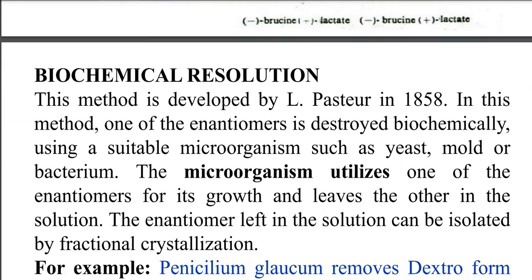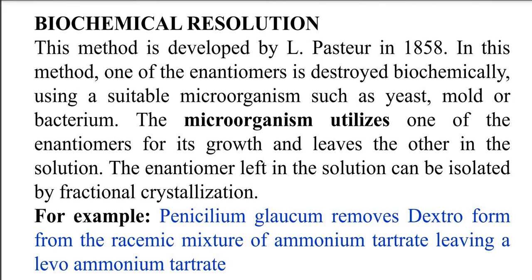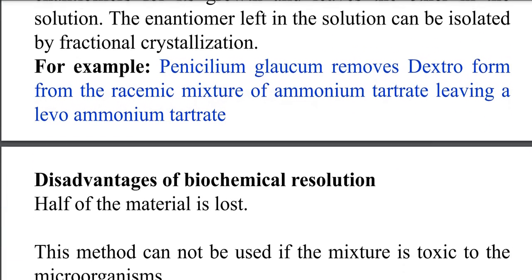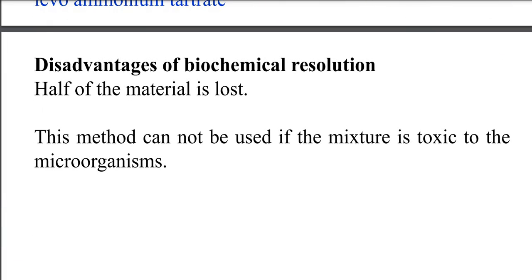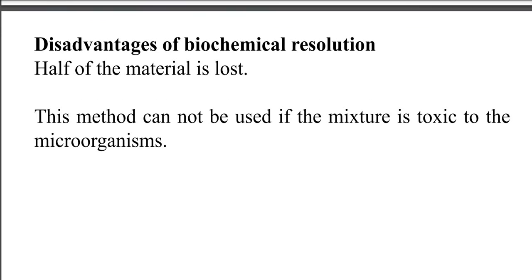Now we have biochemical resolution. This method was developed by Pasteur in 1858. In this method, one of the enantiomers is destroyed biochemically using a suitable microorganism such as yeast, mold, or bacteria. The microorganism utilizes one of the enantiomers for its growth and leaves the other in the solution. The enantiomer left in the solution can be isolated by fractional crystallization. For example, Penicillium glaucum removes the dextro form from the racemic mixture of ammonium tartrate, leaving levo ammonium tartrate. A disadvantage of biochemical resolution is that half of the material is lost. This method also cannot be used if the mixture is toxic to the microorganism.